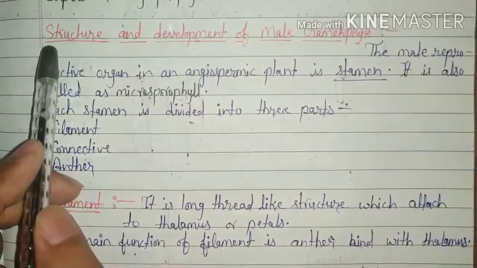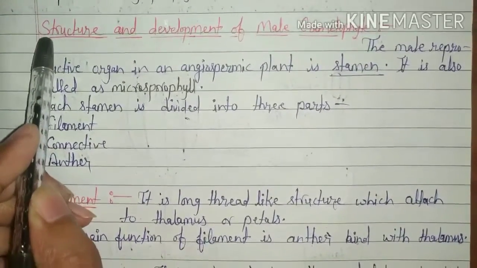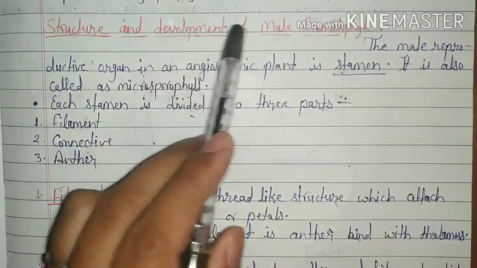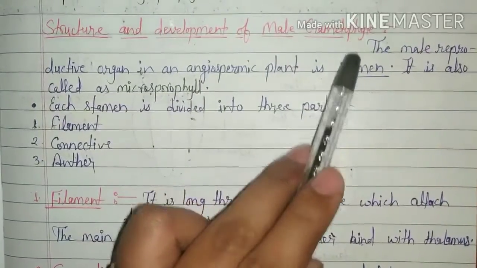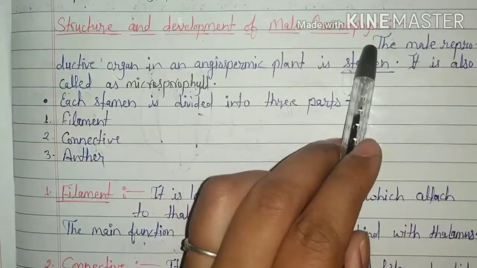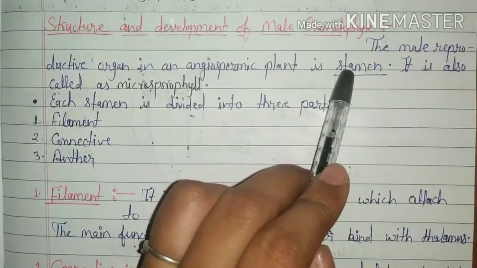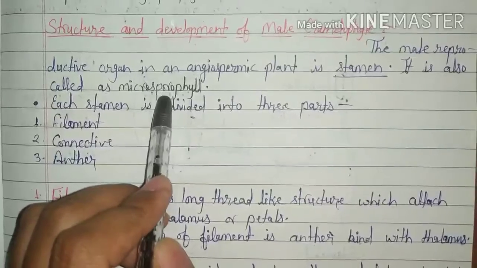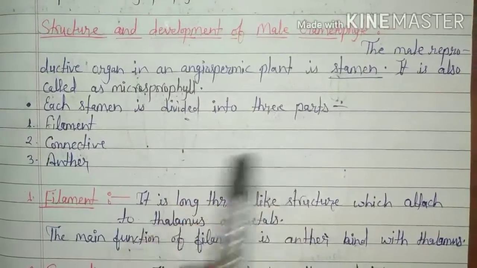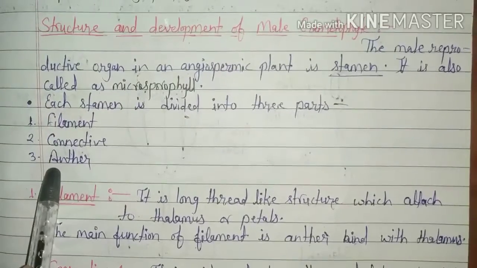Now, pre-fertilization events. In the male reproductive system, the structure and development of the male gametophyte. In angiosperm plants, the male reproductive part is the stamen, which is known as microsporophyll. Each stamen is divided into 3 parts: filament, connective, and anther.